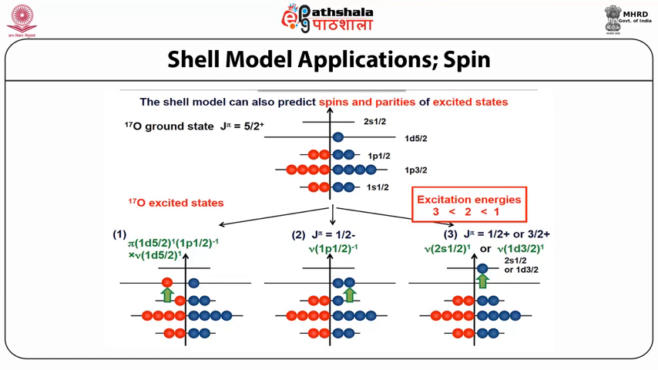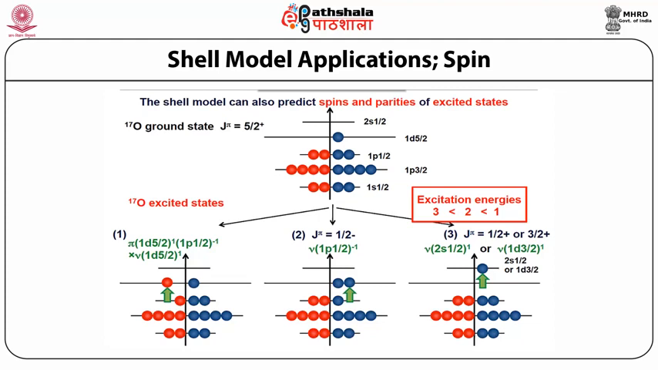Now, when we talk about the excited states of oxygen 17, we can discuss three different scenarios. In the first scenario, a proton from the 1p1/2 orbital is excited to the 1d5/2 orbital. So in this case, there are three odd particles.